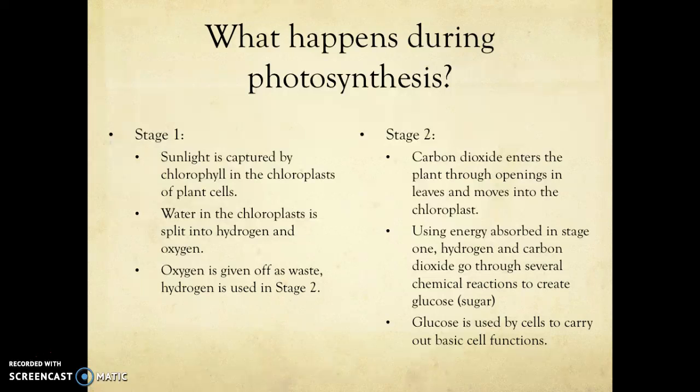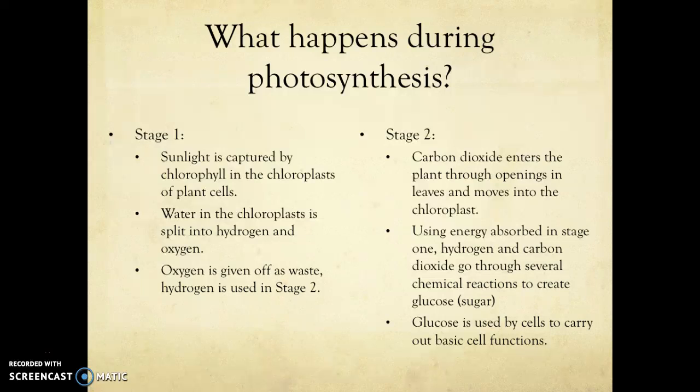In stage 1, part 1 of the whole process of photosynthesis, sunlight is captured by the plant cells. In plant cells, you have a special little organelle called a chloroplast, and the chloroplast is really where photosynthesis takes place. There's a chemical in the chloroplast called chlorophyll, and the chlorophyll is really important because that's the thing that catches and holds in the sunlight in order to do photosynthesis. So sunlight is captured.